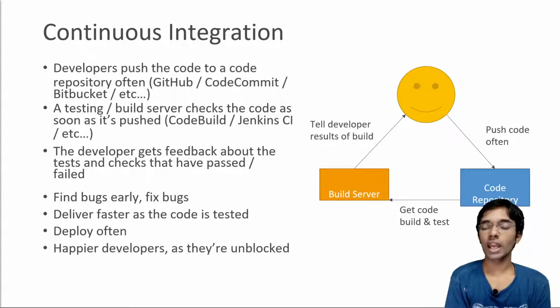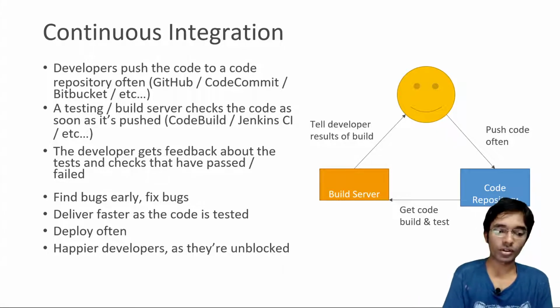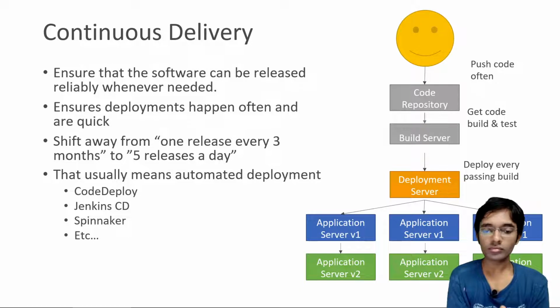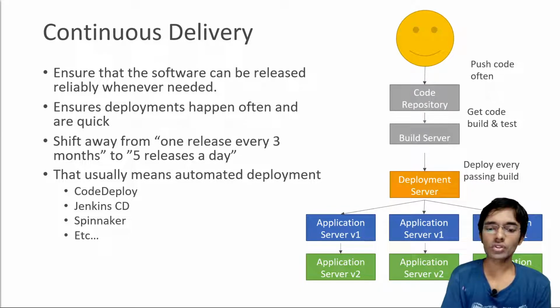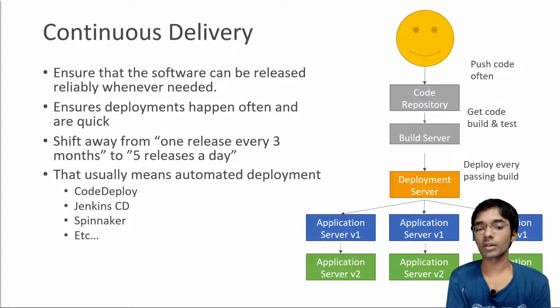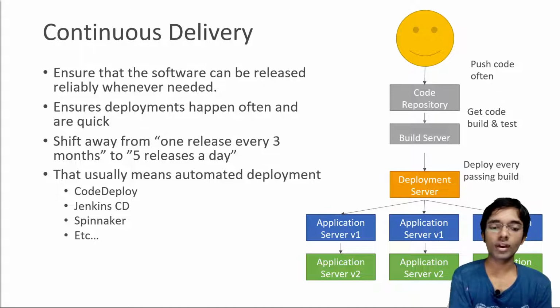Then we have continuous delivery and then continuous deployment. Continuous delivery ensures that the software can be released reliably whenever needed. The idea is that we deploy often, and it needs to be a quick deployment. We want to shift away from the mindset of one release every 3 months that can be catastrophic, to doing 5 releases a day where every release is very safe. That usually means we have to automate the way we deploy our applications onto our infrastructure. Let me show you the diagram.